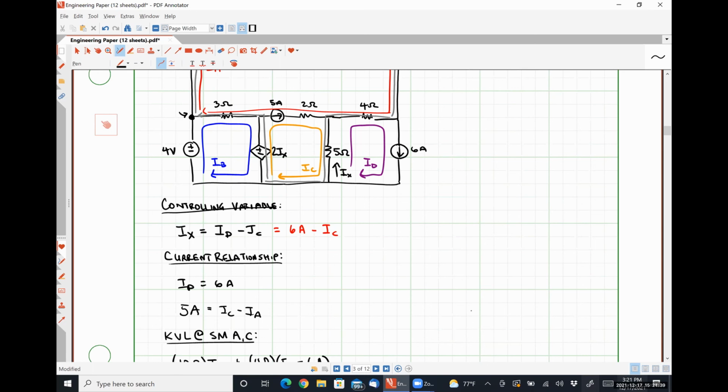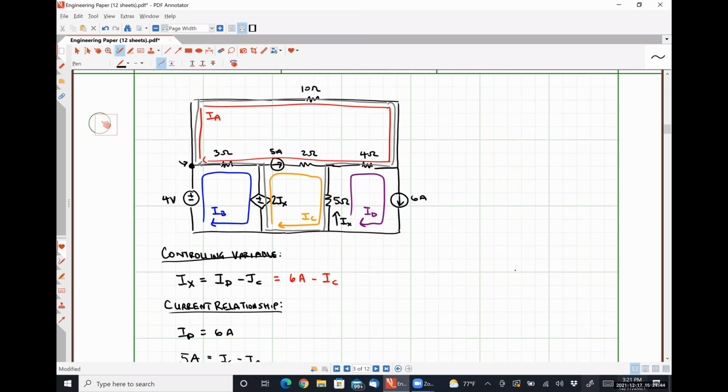So yeah, the super mesh is formed between IA and IC because it's the smallest possible combination of meshes that avoids taking the voltage drop over that 5 amp source. Okay, so our super mesh will always be the smallest combination. So effectively, if the 5 amp source is in between mesh A and mesh C, then our super mesh will be mesh A plus mesh C.